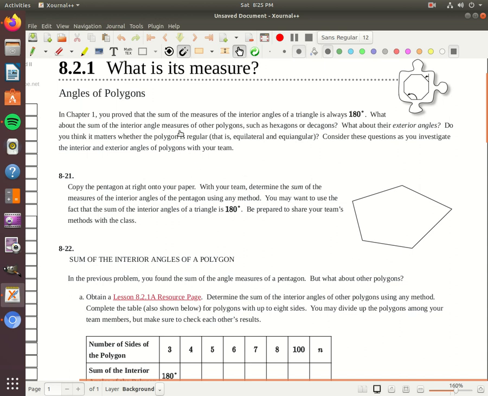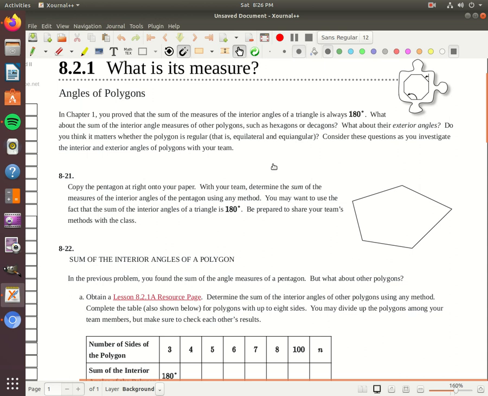So anyways, in chapter 1, you proved that the sum of the measures of the interior angles of a triangle is always 180 degrees, the triangle angle sum theorem. Hopefully you guys recall that. What about the sum of the interior angle measures for other polygons, such as hexagons or decagons? What about their exterior angles? Do you think it matters whether the polygon is regular, that is equilateral, equiangular?